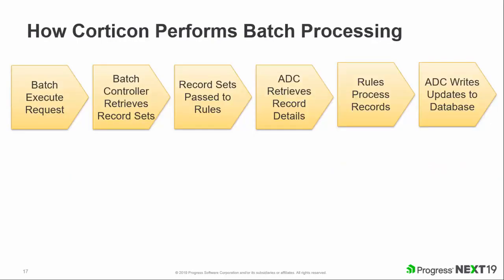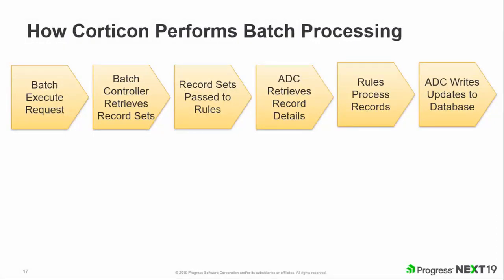All right, so this is a quick overview of how it works. You send a batch execute request. If you're familiar with Corticon, the typical execute request has a JSON or XML payload. It could be an applicant for a mortgage, let's say. It's all the information you have about them.